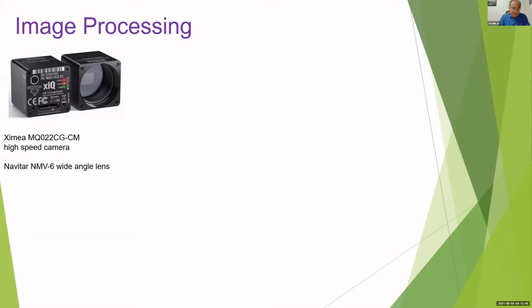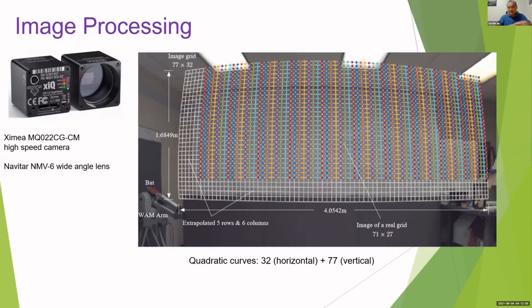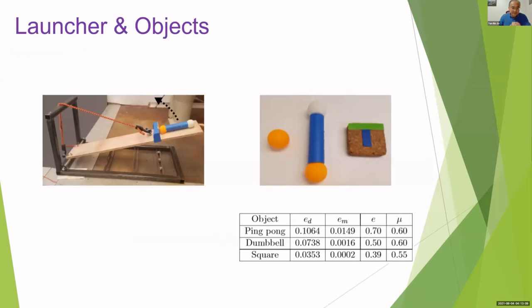The camera we use, this is the hardware, is a Ximea high-speed camera that can take up to 1,000 frames per second, even though you get only very small image frames that way. Because our flight is in the plane, we are able to use this image grid to calibrate it and get very accurate results.